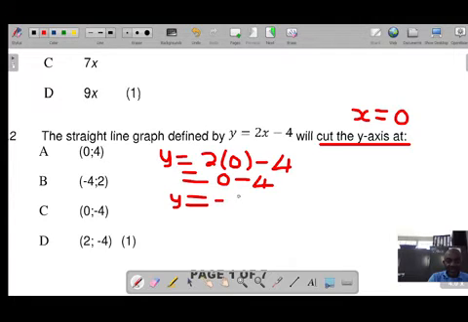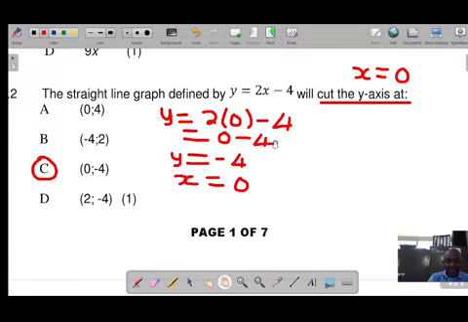What about our x? You're not so forgetful, right? Our x is 0. So look at the answers. Which answer gives us 0, negative 4? As you can see, guys, our answer is C, because that is (0, negative 4). I hope we are together. Let us proceed. Next page.